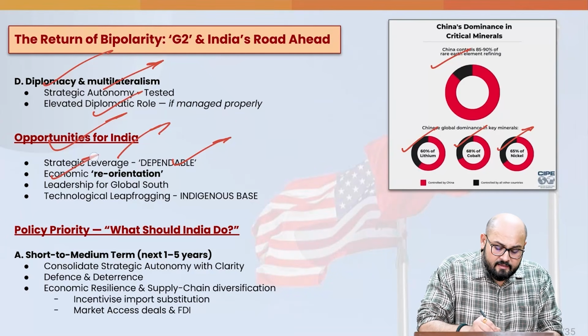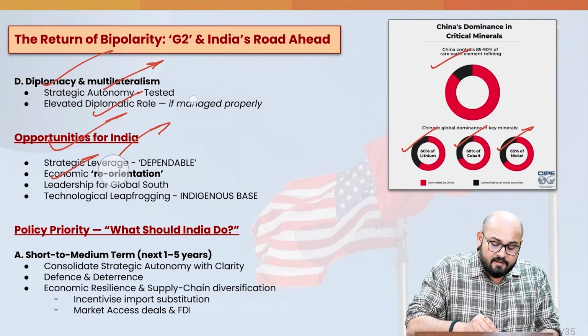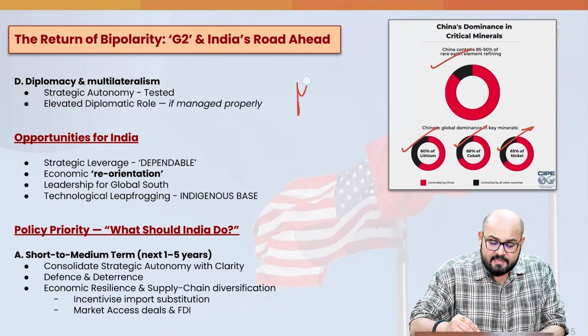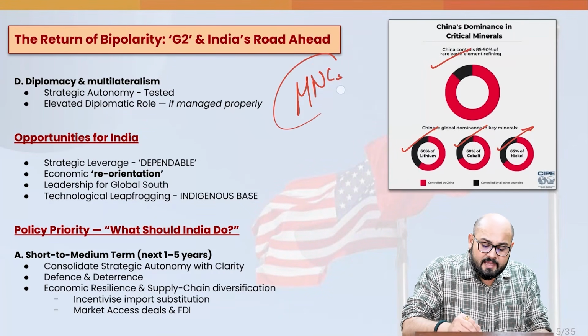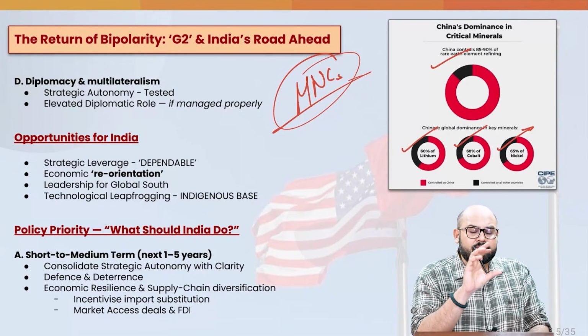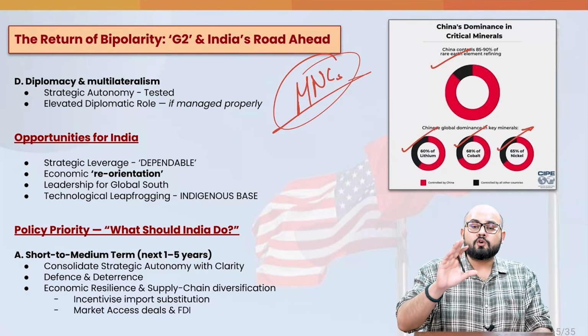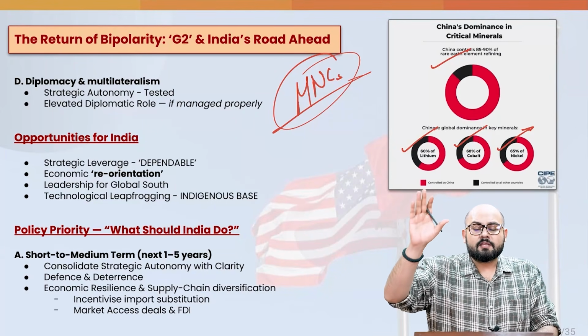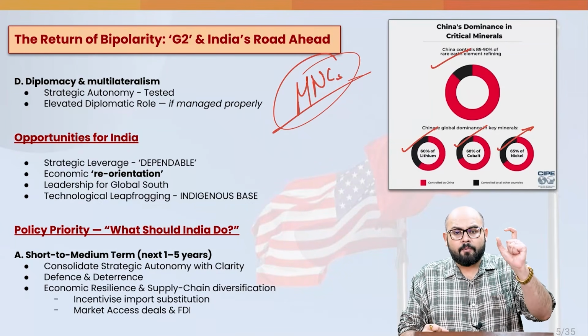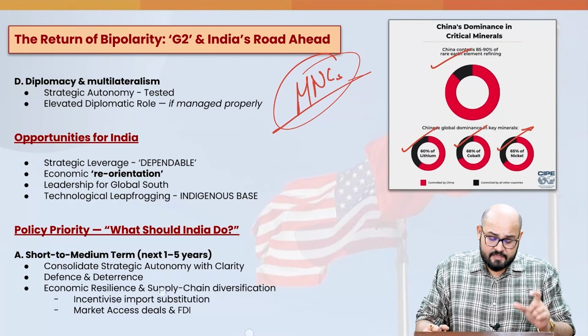Next, we have economic reorientation. Economic reorientation is being sought by various companies around the world, various multinational companies, primarily in manufacturing. They are looking for alternatives. They're looking for economic decoupling. They do not want to be critically dependent on China. They're looking for diversification. And here, India is a very important silver lining for these countries.